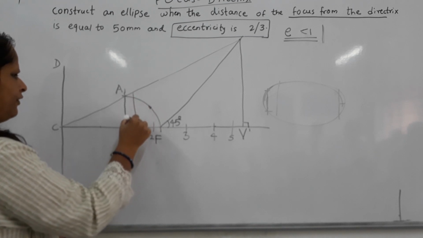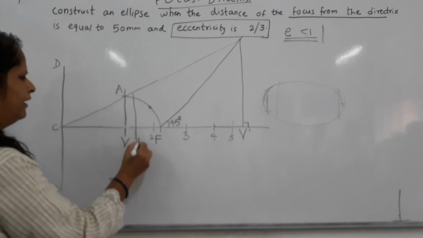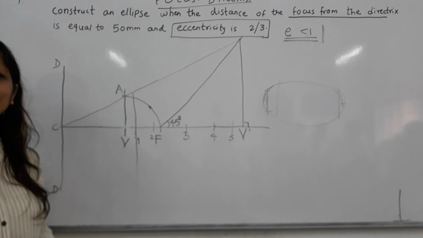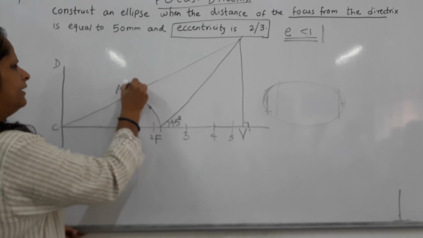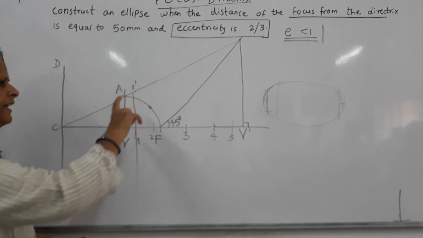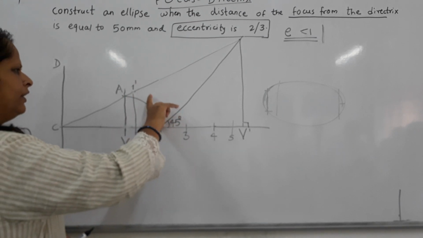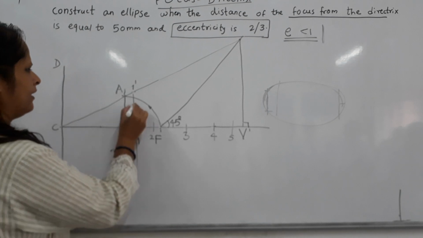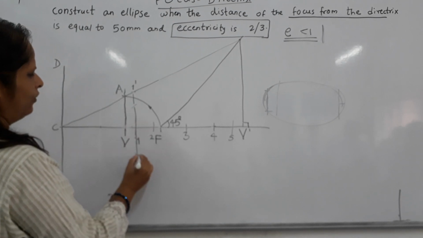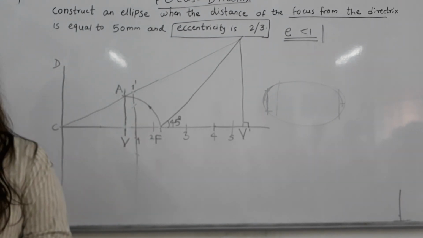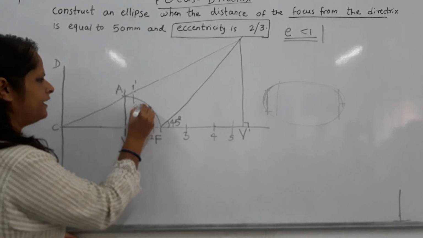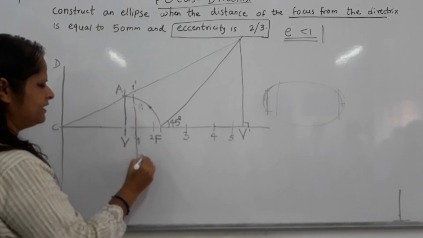From this one, we will draw a line on both the sides of 1. What do we do next? Who will tell? This point is 1 dash. Now we will take the distance 1 to 1 dash in the rounder. We will keep the rounder on F and cut the arc on both the sides of the line. Do you remember? So this point is P1. We will mention it as P1.